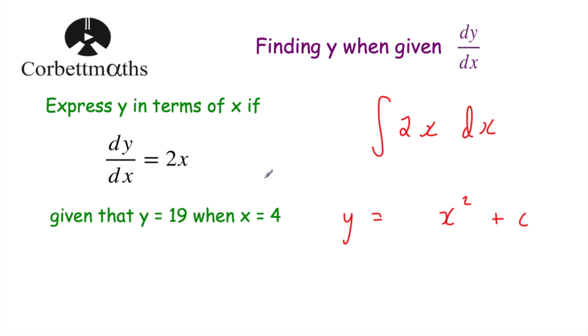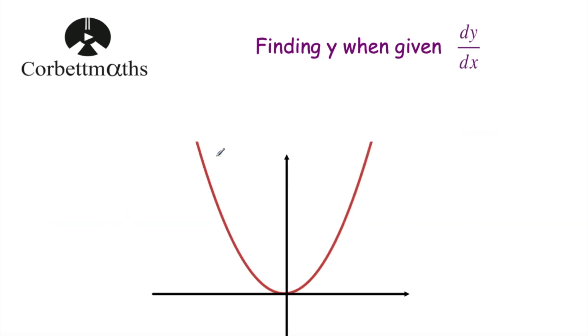This is fantastic. We know that y is equal to x squared plus c. But we want to find out what the c is, because if we think back to differentiation, when introducing differentiation, I started off with y is equal to x squared, this graph here, and we differentiate it. If y is equal to x squared and we differentiate that, we get that dy by dx, the gradient function, is equal to 2x.